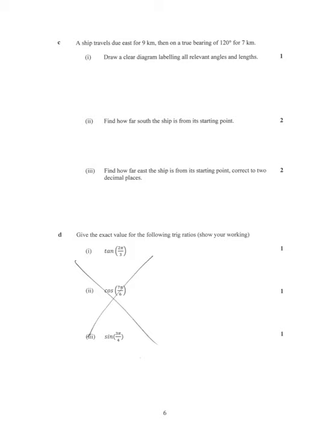A ship travels due east for 9 and then on a true bearing 120 for 7. So I'm going from here, I'm going east for 9. Then I'm going on a bearing of 120 degrees, which is approximately down here somewhere for 7. Let's get that information on there. I've got 9, I've got my 7. I've also got, if I look here, I can say that angle is 30 degrees there, which means that one's 60 degrees. And I know that's a right angle there.